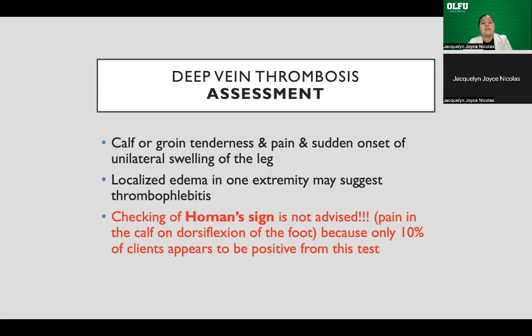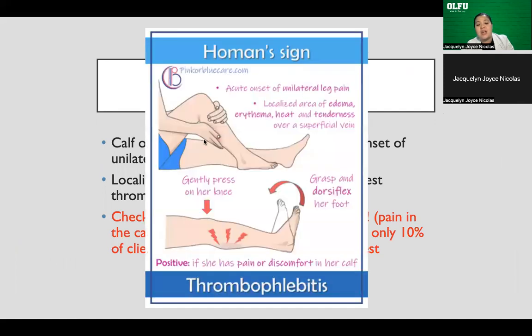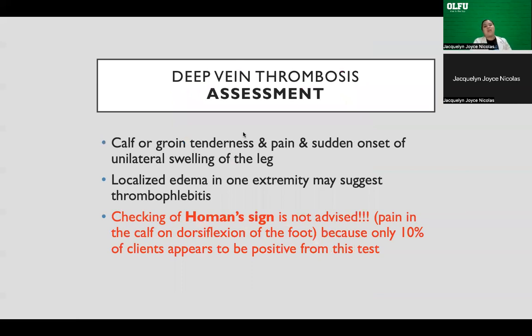Next, yan, the risk factors. Next, we have the assessment. Okay, how do we assess client with deep vein thrombosis? Okay, yan. So there can be calf or groin tenderness and pain and sudden onset of unilateral swelling of the leg. Okay, may namamagang isang part. There can be edema, localized edema in one extremity, and that can already suggest thrombophlebitis.